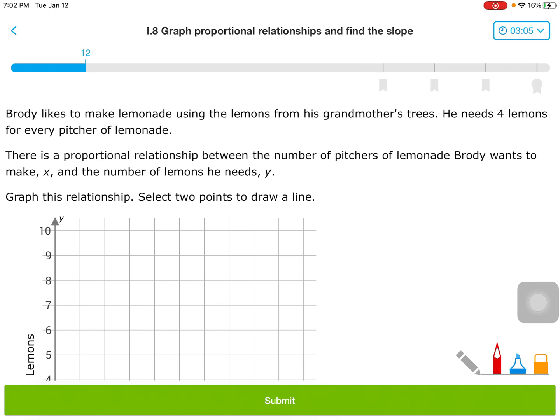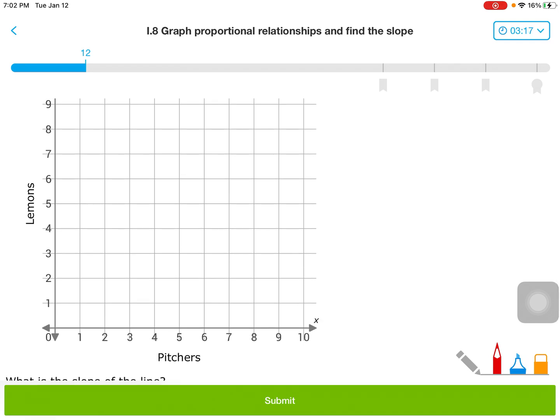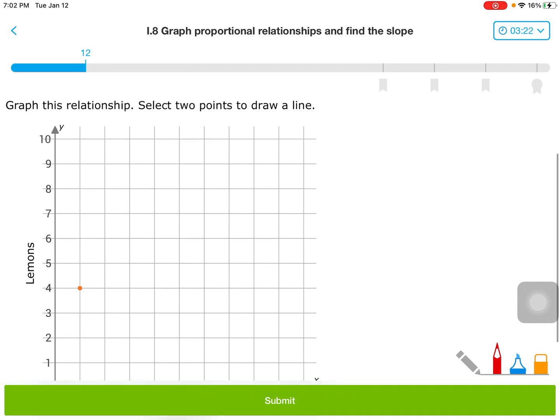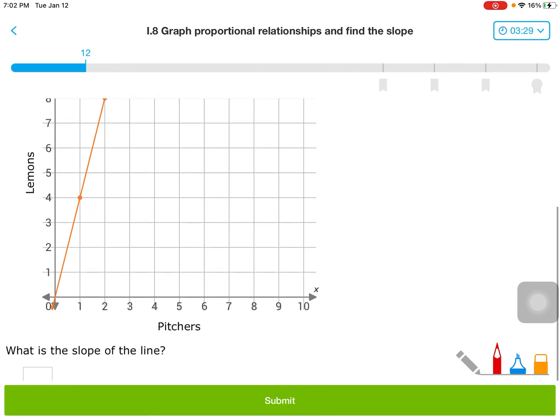All right, so Brody likes to make lemonade using the lemons from his grandmother's tree. He needs 4 lemons for every pitcher of lemonade. So if I go down here, 1 pitcher of lemonade is 4 lemons. 2 pitchers of lemonade would be 4 additional lemons. There are 2 points, like it says, and then it's going to ask for the slope of the line. So if I had 1, how many have I gone up? That would be 4.